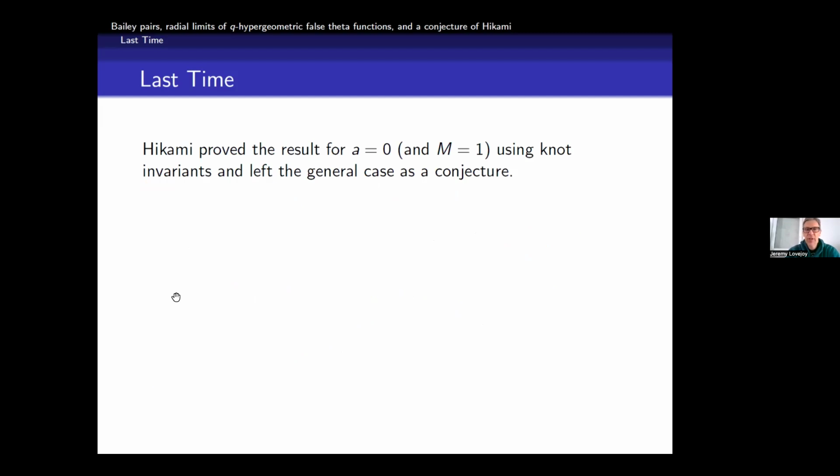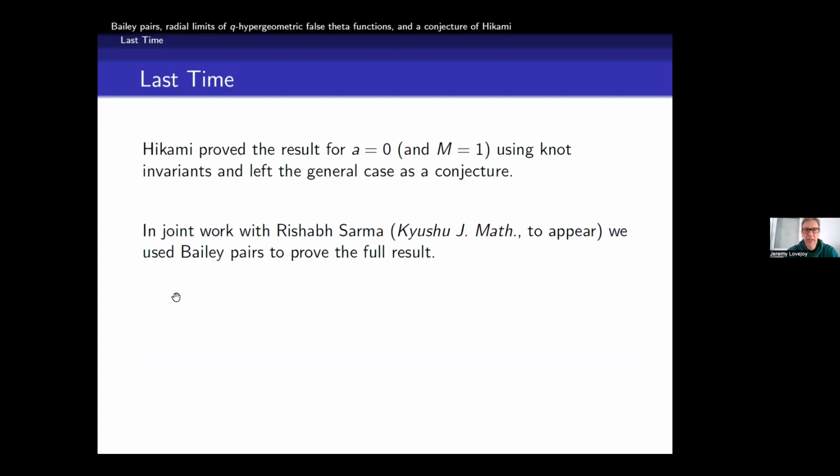Hikami proved his result for little a equals 0 and capital M equals 1 using knot invariance. He showed that the left-hand side can be obtained by computing the Kashaev invariant for certain torus links in one way, and the right-hand side is obtained by computing the same Kashaev invariant in a different way. I left out all those details, and I will do so today as well. And he left the general case as a conjecture.